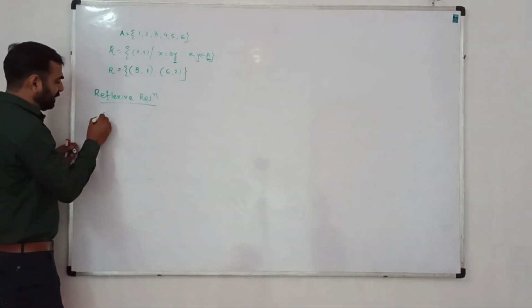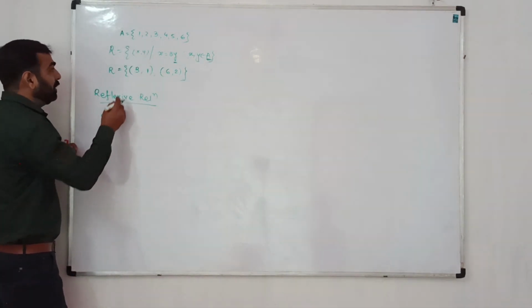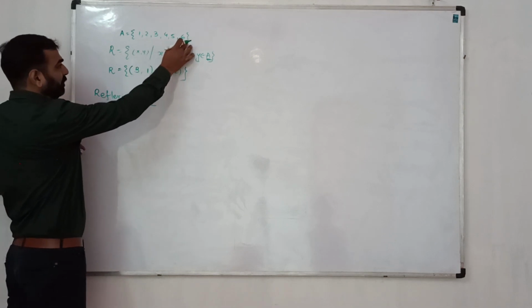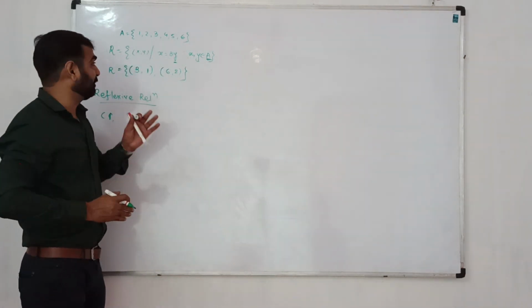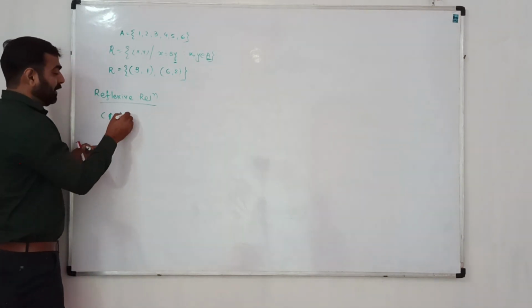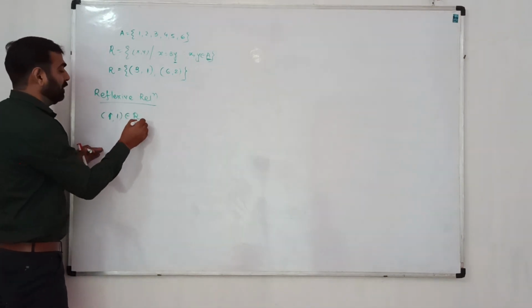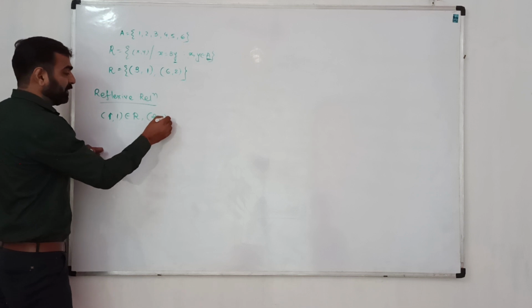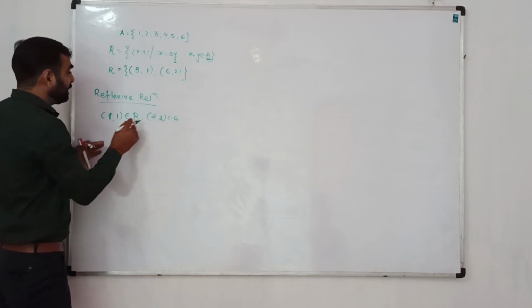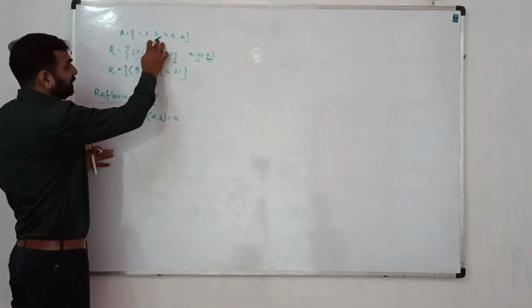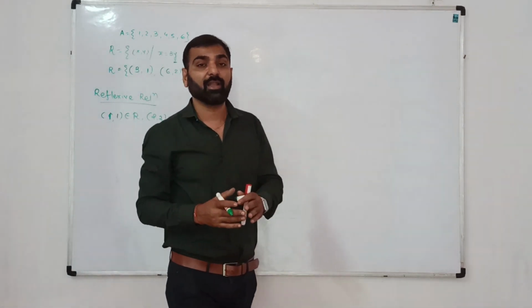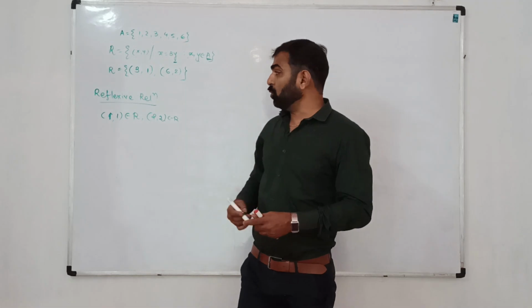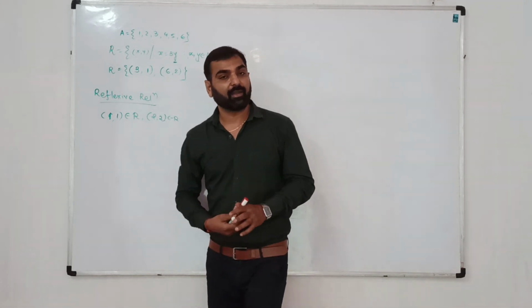The same to same element, that is (1, 1). This is 1, 2, 3, 4, 5, 6. 6 elements are there. So first of all we must consider that (1, 1) must belong to R, (2, 2) must belong to R. So each and every one, that is (1, 1), (2, 2), (3, 3), (4, 4), (5, 5), (6, 6). If all these elements are in relation R, then R is known as the reflexive relation.